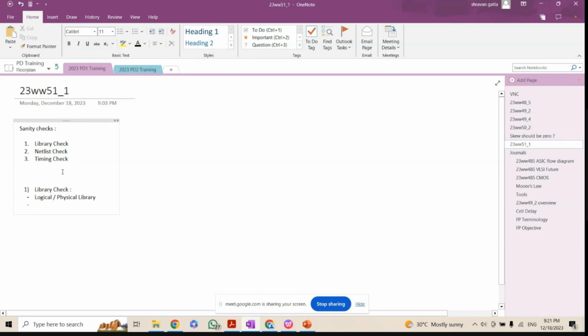If you still want to check, these are the commands: check design with dash netlist. You will also have options like physical library and logical library available for this command. This command is nothing but, let's say you wrote a proc. I hope you guys already know basic Tcl, right? If not, I'll teach you, don't worry.